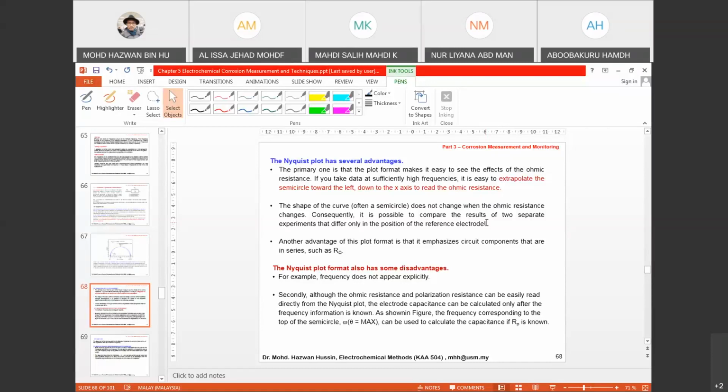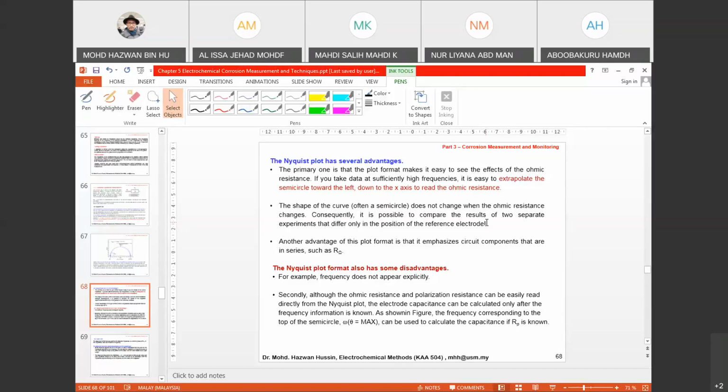If you have a vertical line, you know it is a series circuit design, then you can immediately know that, okay, this is actually having a series circuit component. And the Nyquist plot format also has disadvantages.